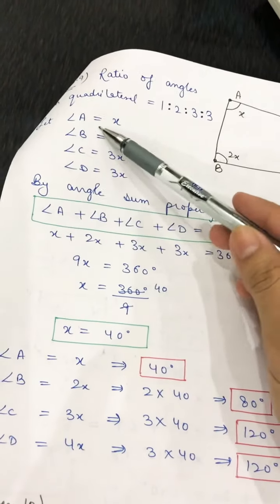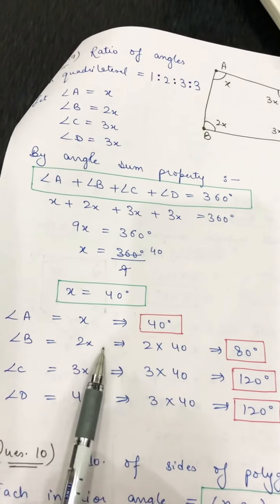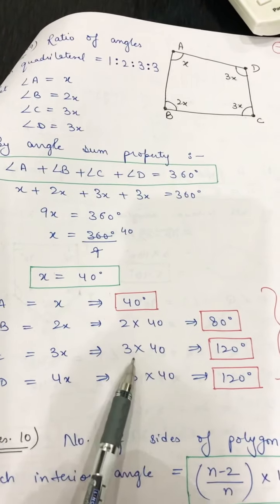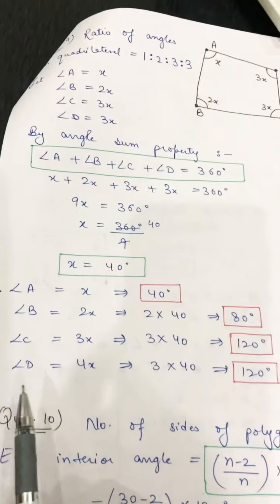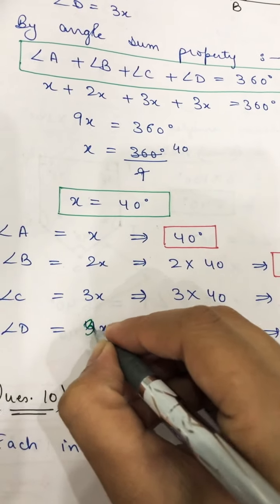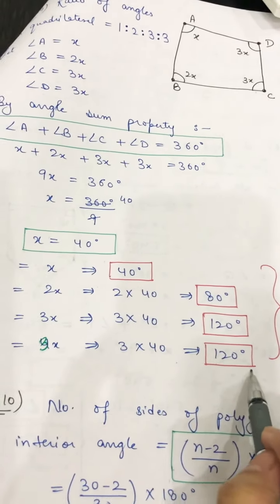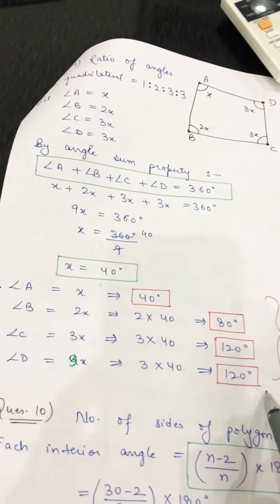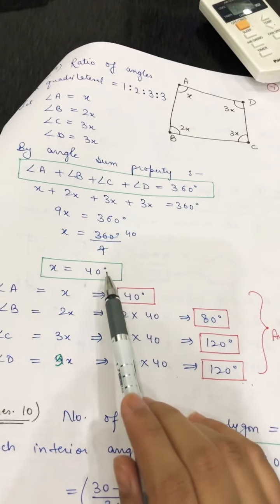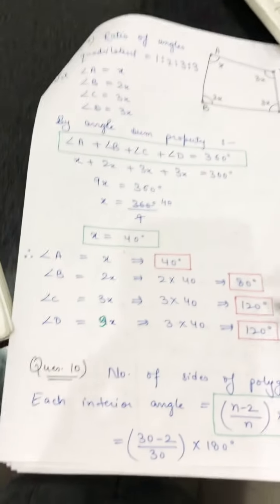Now put the value of x in all the four angles. Angle A is x, that is equal to 40 degree. Angle B is 2x, that is equal to 2 multiply 40, it is equal to 80 degree. Angle C is 3x, it is equal to 3 multiply 40 is equal to 120 degree. Angle D is again 3x, sorry, I have written it by mistake. It is 3x, it is equal to 3 multiply 40, it is equal to 120 degree. Okay, so these are the measurements of all the four angles. When you find out the value of x and put it in all the four angles, then only you can find out the four angles.